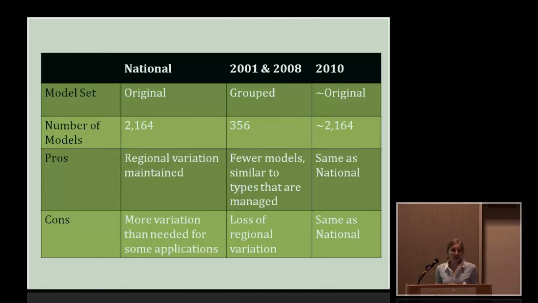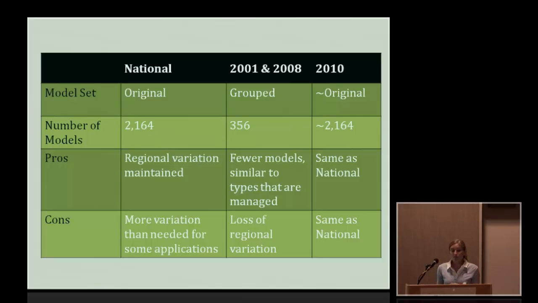Now, the advantage of this system was that there was a lot of regional variation to represent the different conditions that you would find across the country. The downside was that in some cases there was more variation than was needed, and it was kind of confusing and difficult to work with in certain cases. So during our 2001 and 2008 refreshes, those models were grouped and brought down to a group of about 350. So it was a real simplification of the model set.